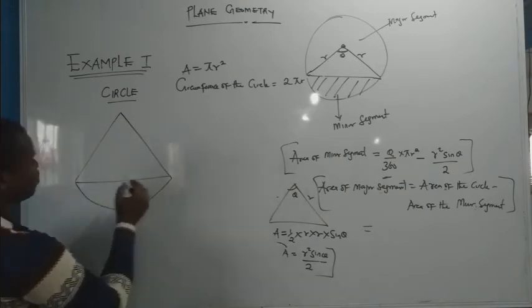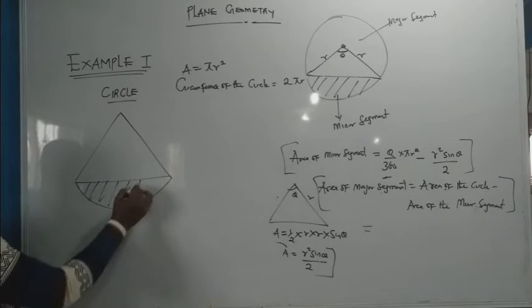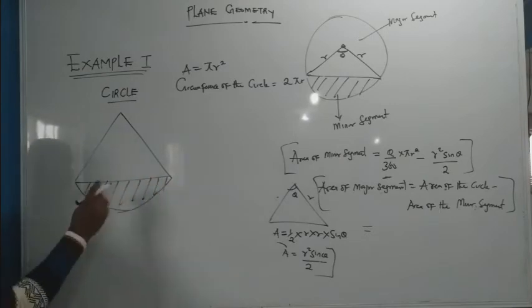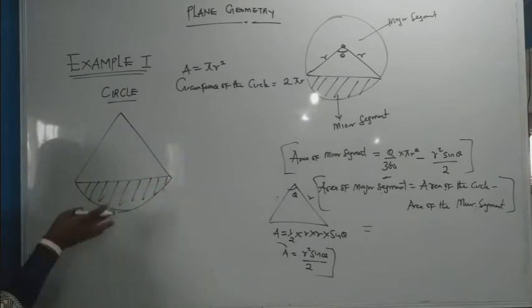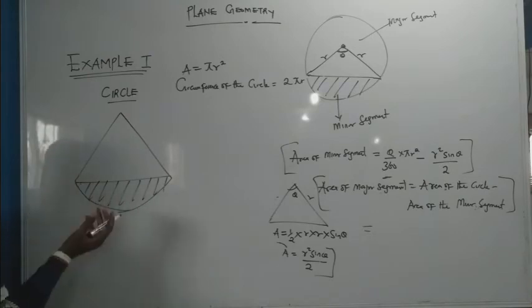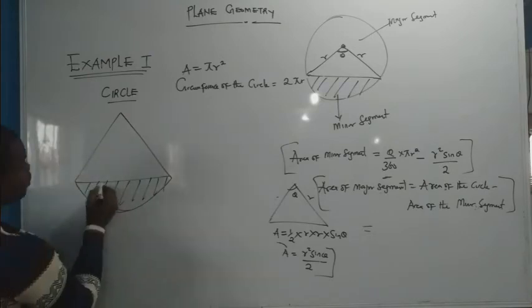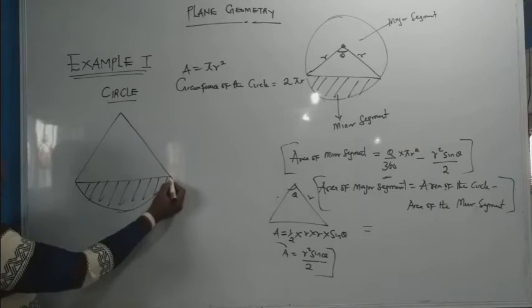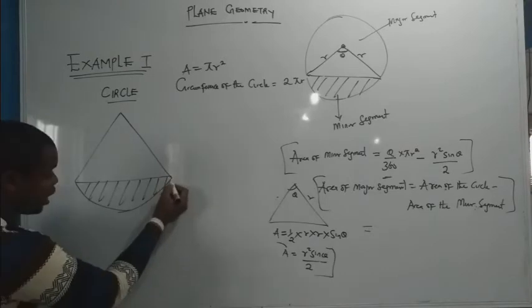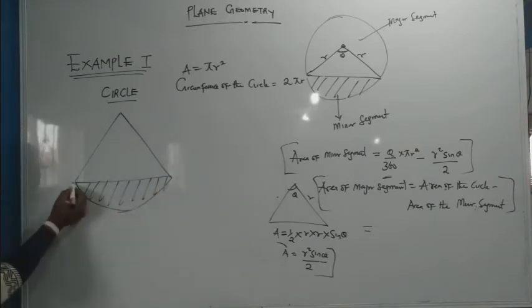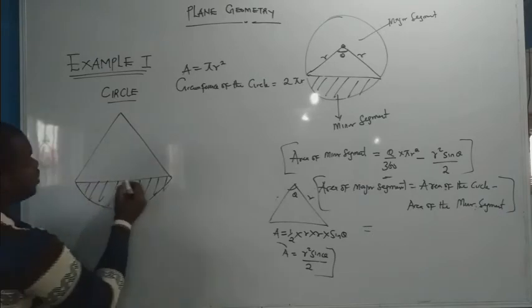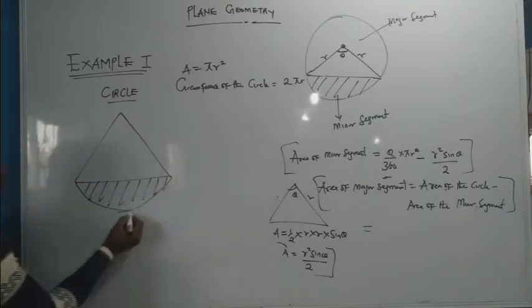Okay, we have this segment. We want to get the perimeter. The perimeter here means the boundary of the segment. So what bounds the segment we have? From here to here, which is what? The length of the chord, and the length of an arc. I repeat, the length of the chord and the length of an arc.